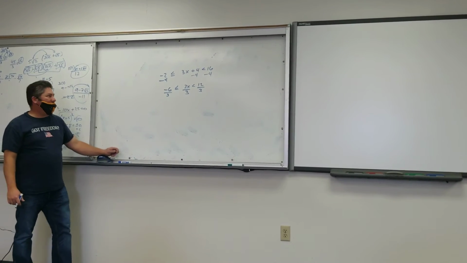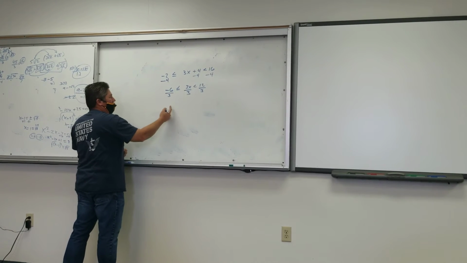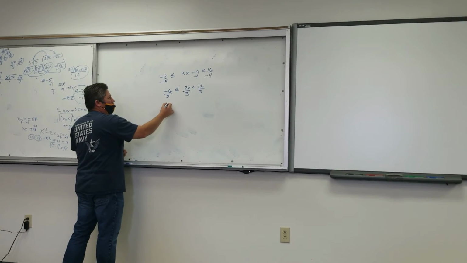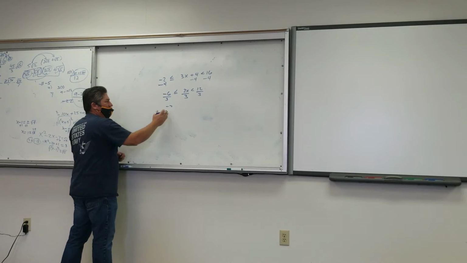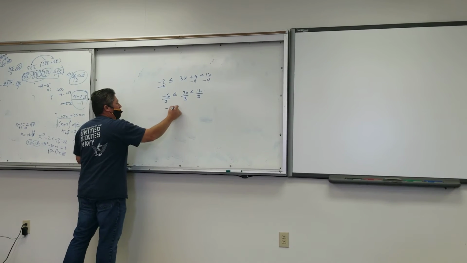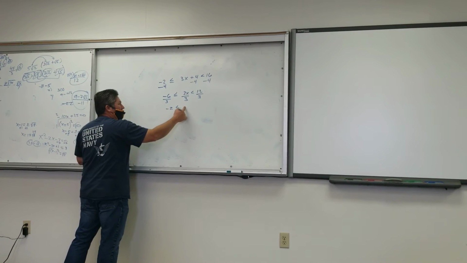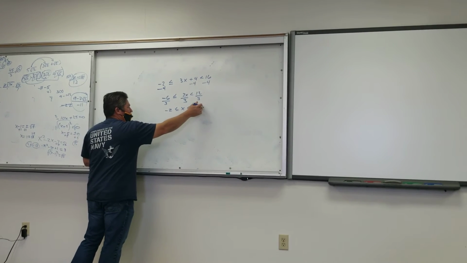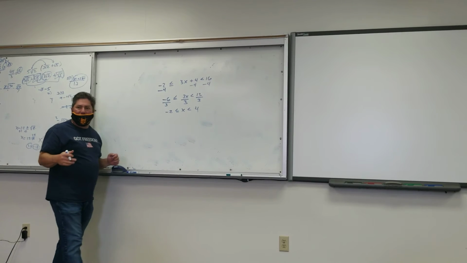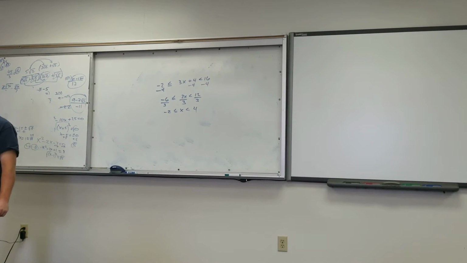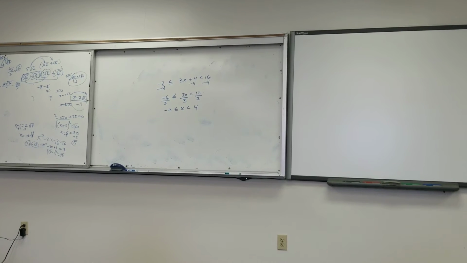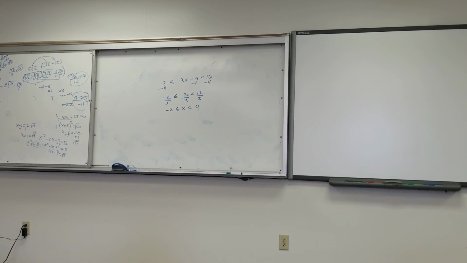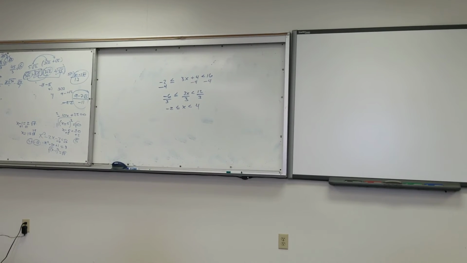So what am I going to get? Well, what's 6 divided by 3? 2. So negative 2. And then what in the middle? X. And then what on the right? 4. Now, is this an "and" or an "or"? It's an "and." It has to be both what? Tell me what 2 things it has to be. X has to be both what?